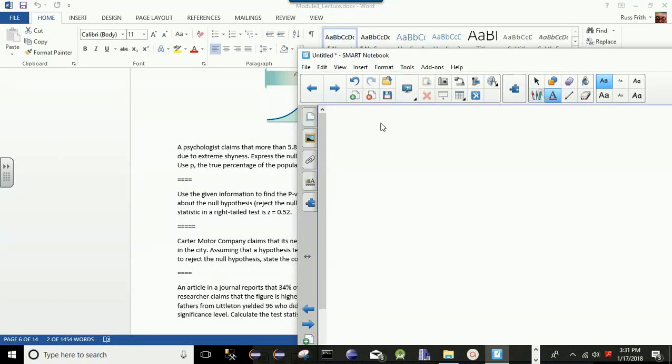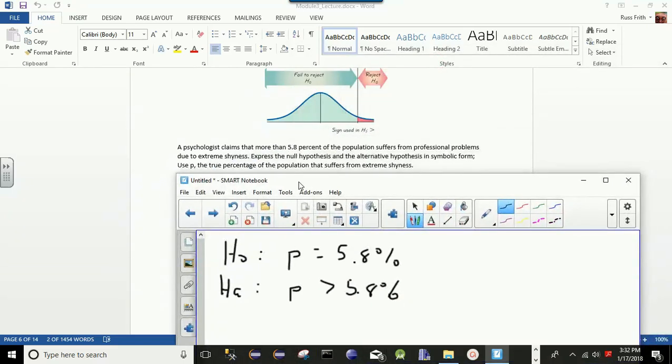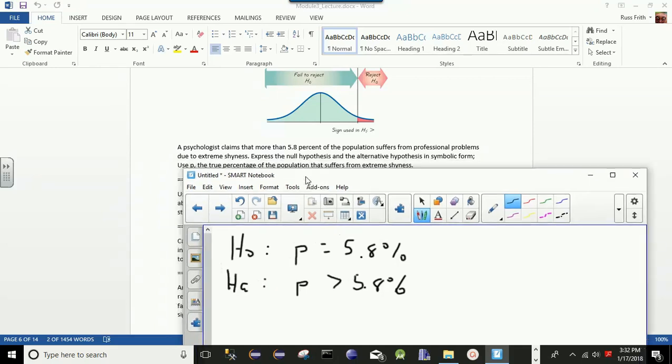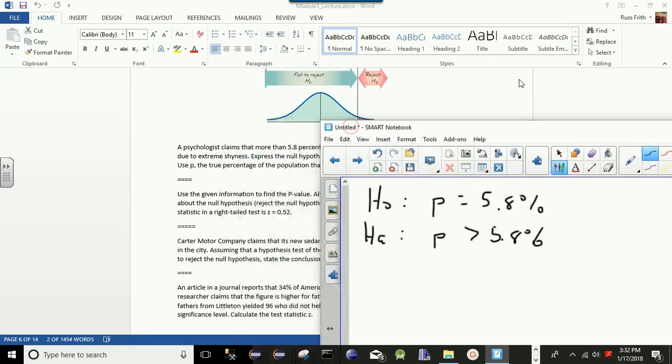For this problem, the null hypothesis is that the proportion of shyness is 5.8%. The alternate hypothesis, coming from the psychologist, is that the proportion is actually bigger than 5.8%. So that would be the solution for that particular problem. That's a right-tailed hypothesis test.